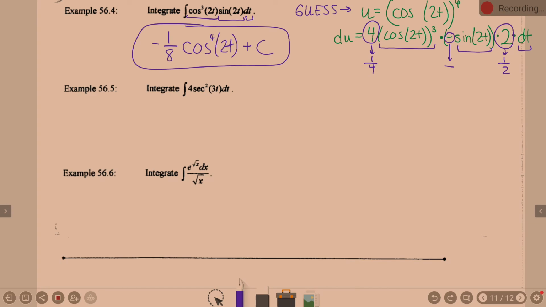Example 5. We are integrating 4 secant squared 3t dt. Okay, so this is where I'm going to say dig deep in your brains. It's tangent x secant x, right? No.